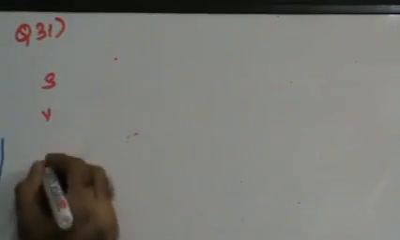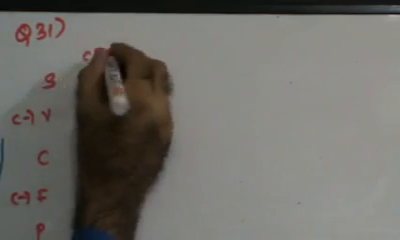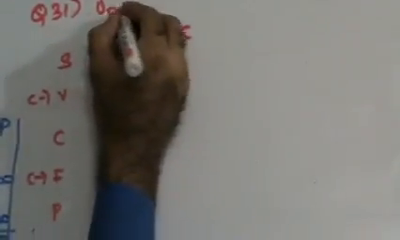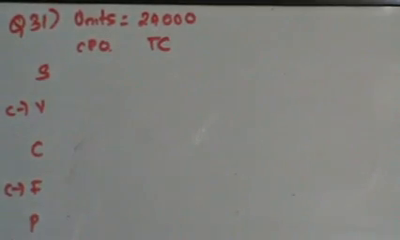Question number 31. Let's start. They've given you that a retail leader of garment is currently selling 24,000 shirts. Units is 24,000. He's selling 24,000 shirts.